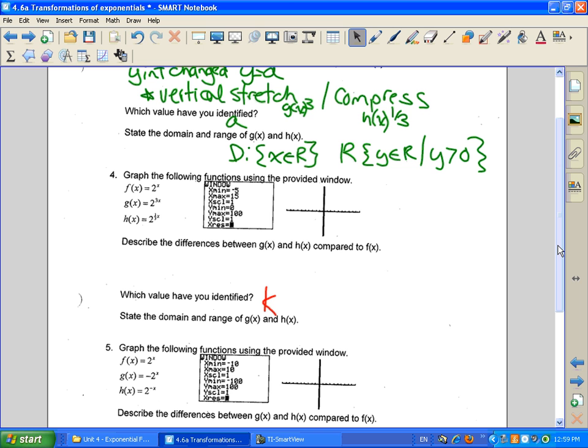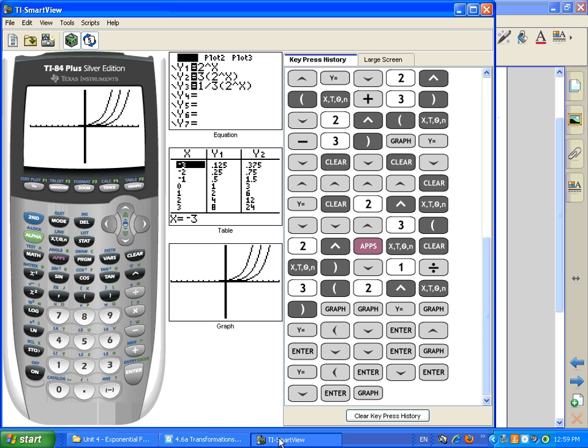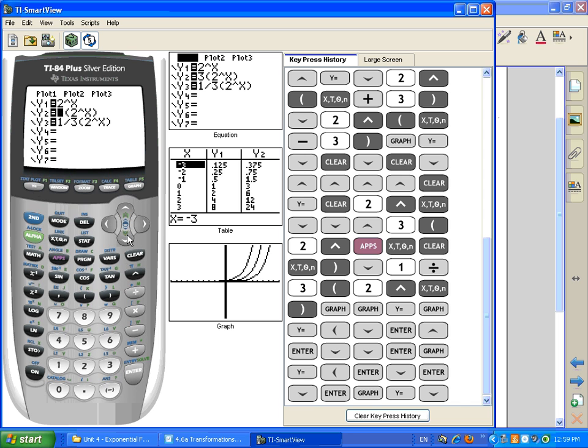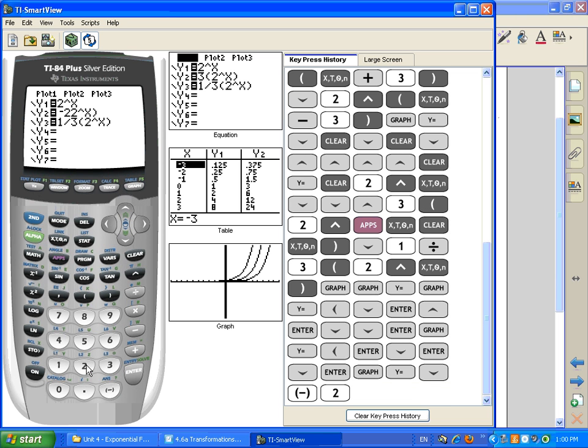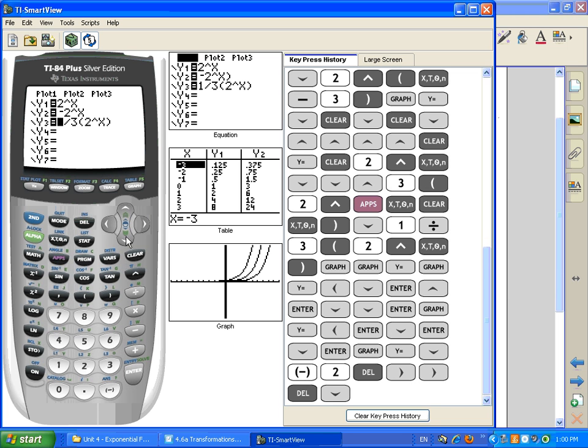Let's take a look at our second last example, example 4: graph the following function. So we'll go to our graphing calculator. This is a long lesson, I know, but it's of good value because we're going to arrive at our new transformation function equation. Okay? So the first one is y equals 2 to the x. The second one is negative 2 to the x. I'm going to delete that and delete that. And the third one is going to be 2 to the negative x.